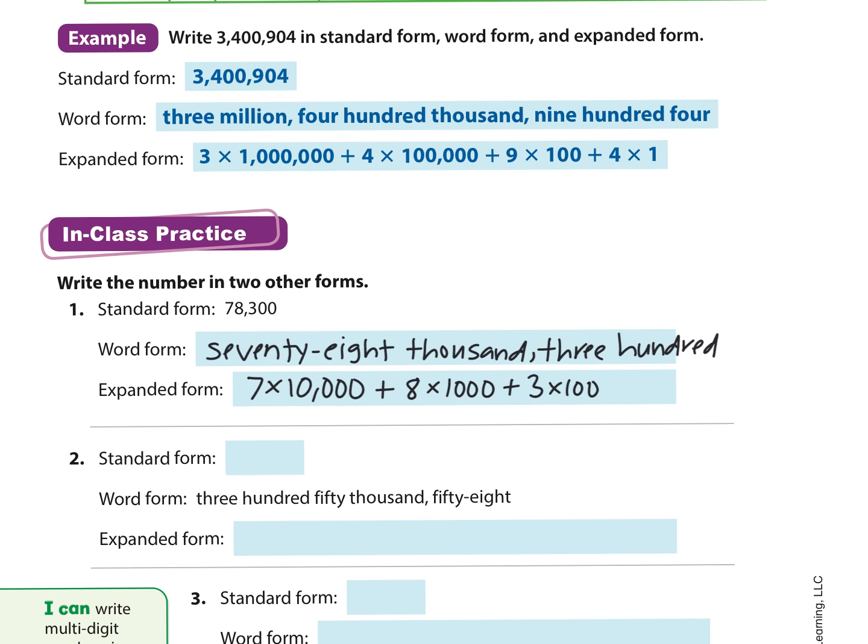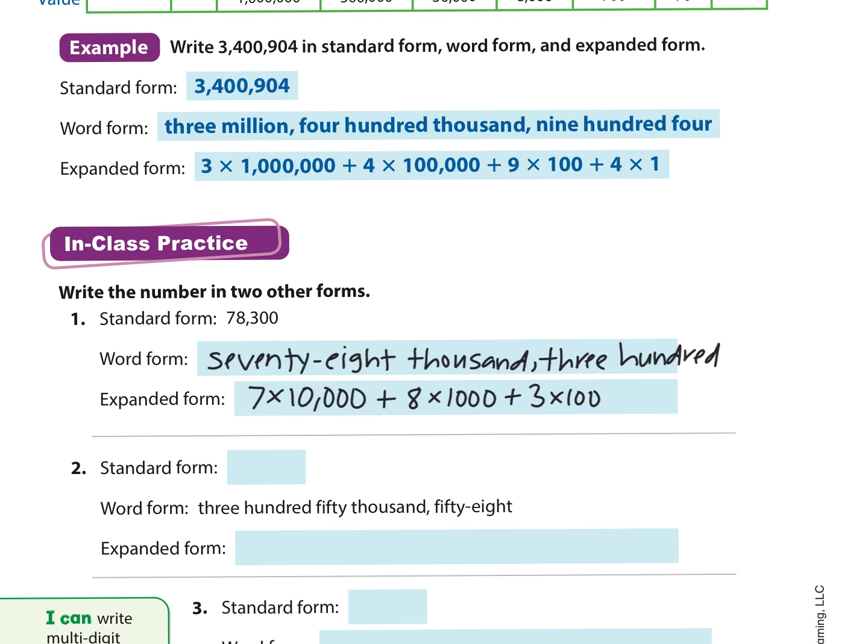Okay, moving to the next one. This time I'm given the number in word form. So I just need to say it out loud. 350,058. What does that look like in standard form? 350,000. What would that look like? 350,000 should look like this. Notice where my comma is. Comma. And then 58. So what do I write after the comma? 0 and then 58.